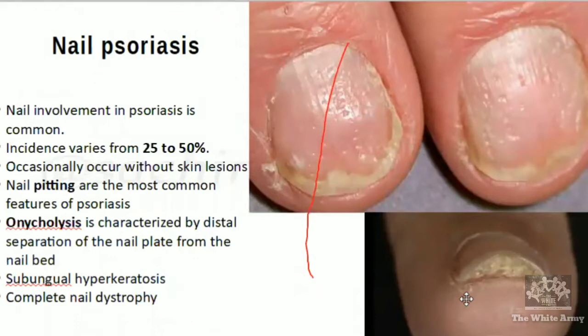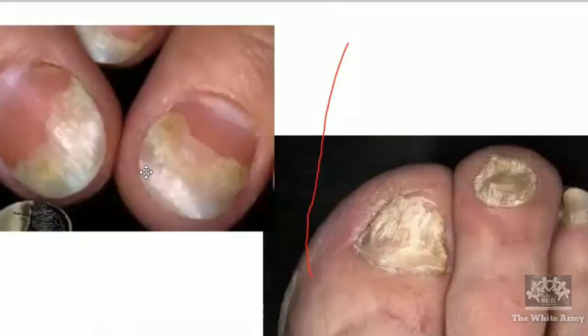As I told, there is hyperproliferation of the skin. Here there is hyperproliferation of the epithelium of the nail bed. So there is subungual hyperkeratosis, and sometimes there is complete nail dystrophy. I'll show you the picture. Okay, this is the onycholysis, separation of the nail plate from the bed, and this is the nail dystrophy.